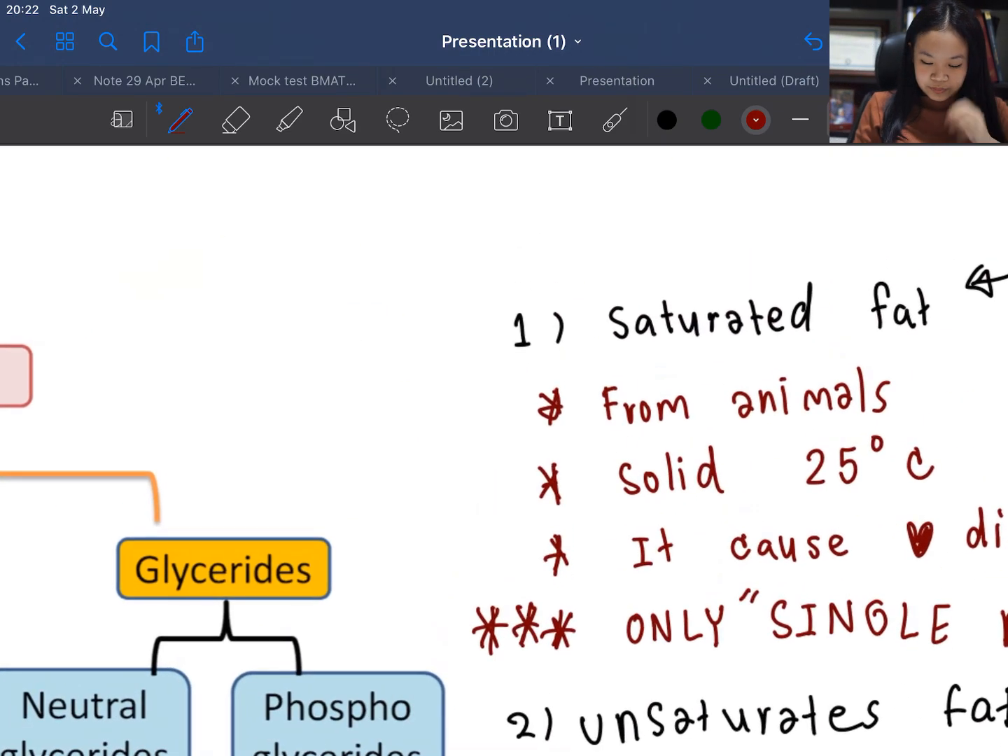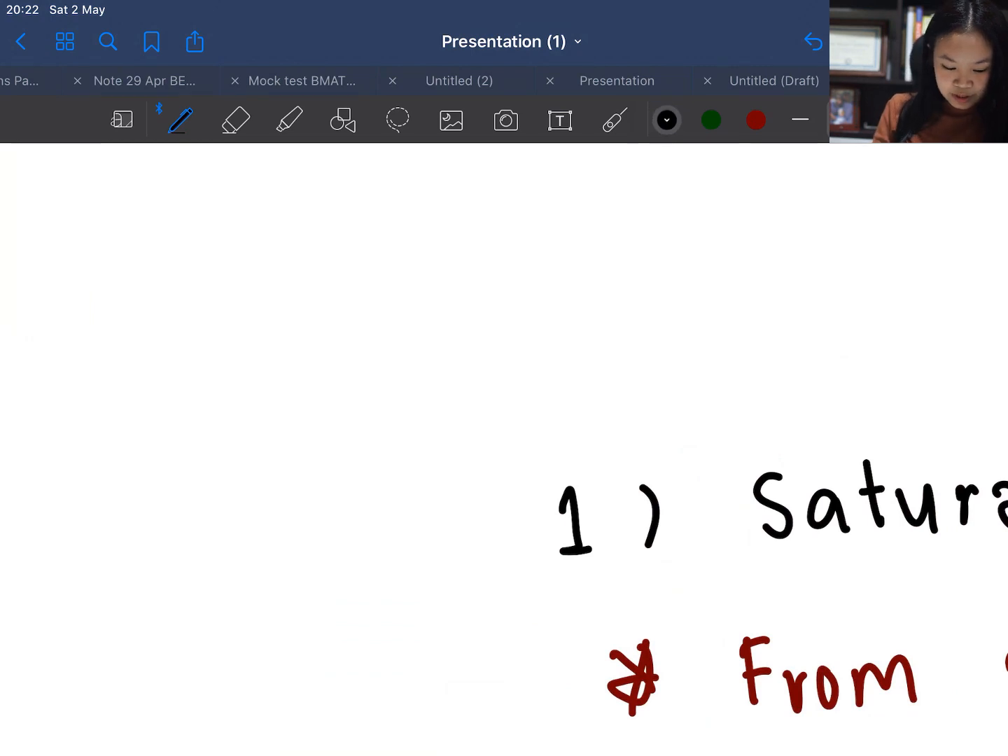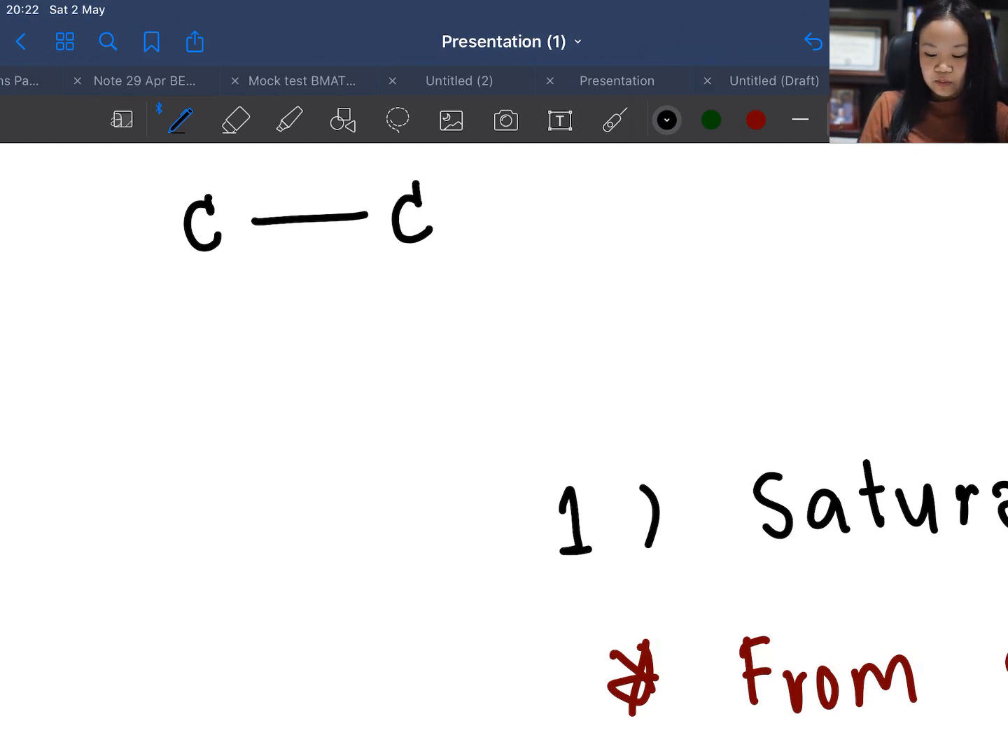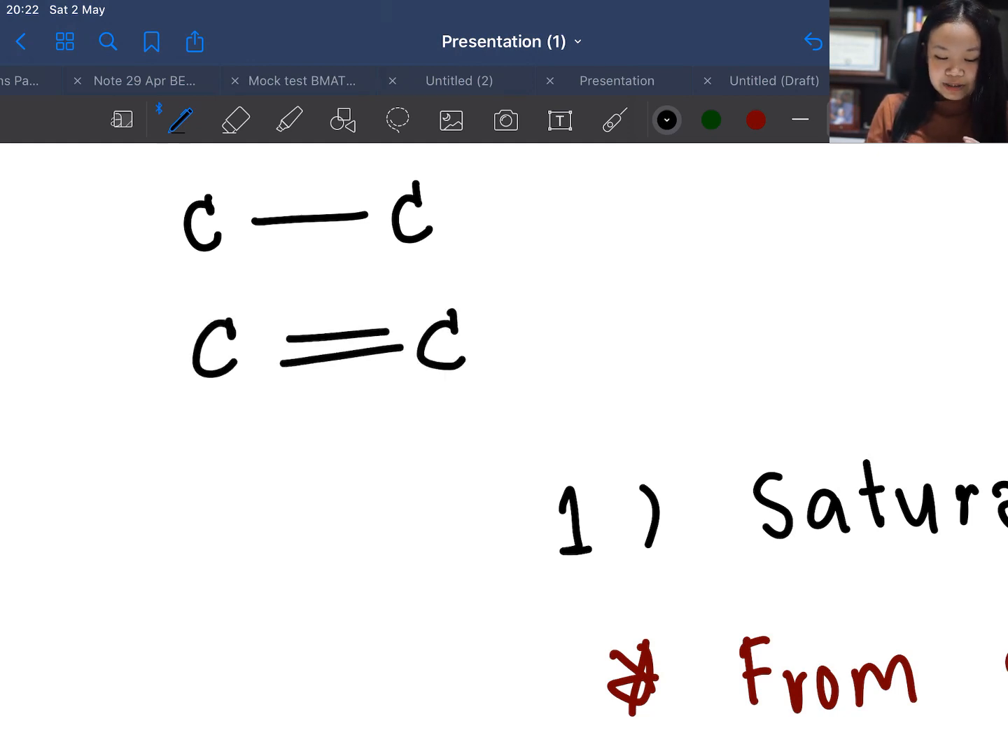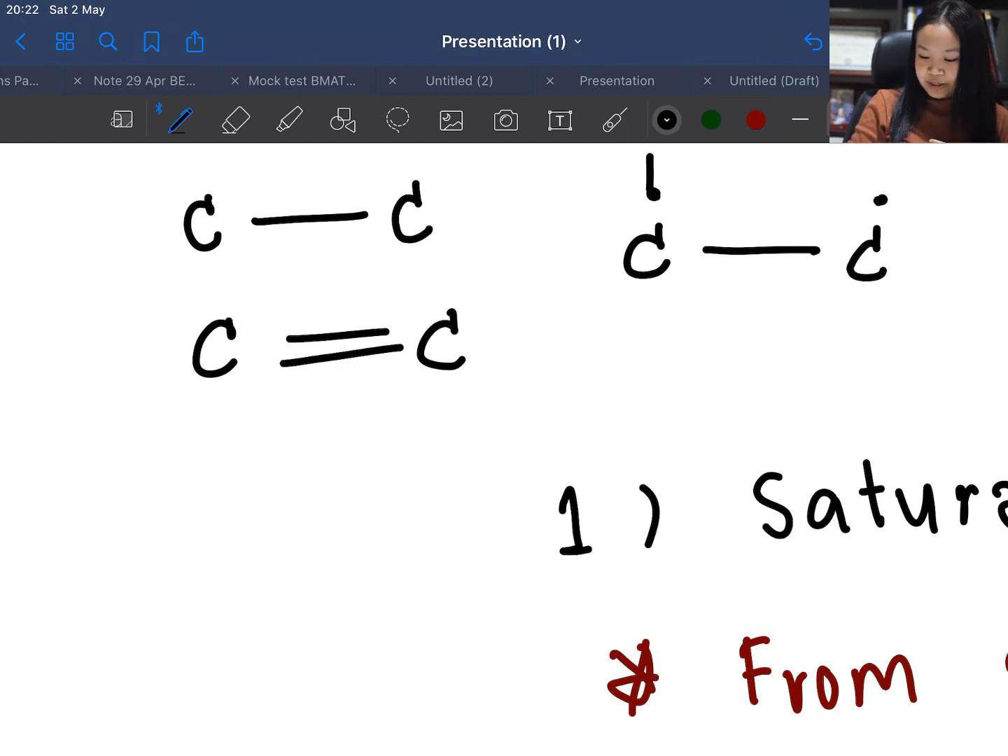Now, how do we know? It will be about the structure. If this and this connect together, C and C, which is carbon, this is called saturated because it only has a single bond. While the unsaturated is like this, it has double bonds, or at least one double bond. If it's like this, it means it can connect more. So if it connects more, it means that the carbon doesn't have only one hand, which I mean bonds. So this is an unsaturated fat.